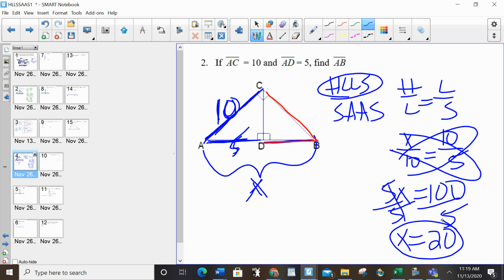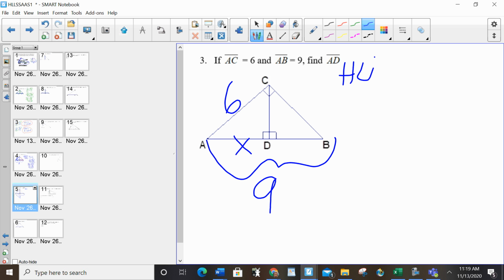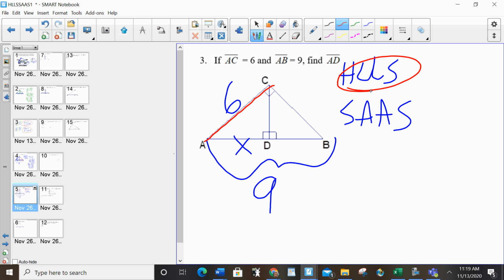Let's take a look at number 3. AC is 6, AB is 9. I'm asking for AD. I recognize this picture as Hill SAS. I have to determine which one it is. So I'm going to determine if there's a leg involved or an altitude involved, an L or an A. There is an L involved, so I'm going to use Hills. H over L equals L over S.